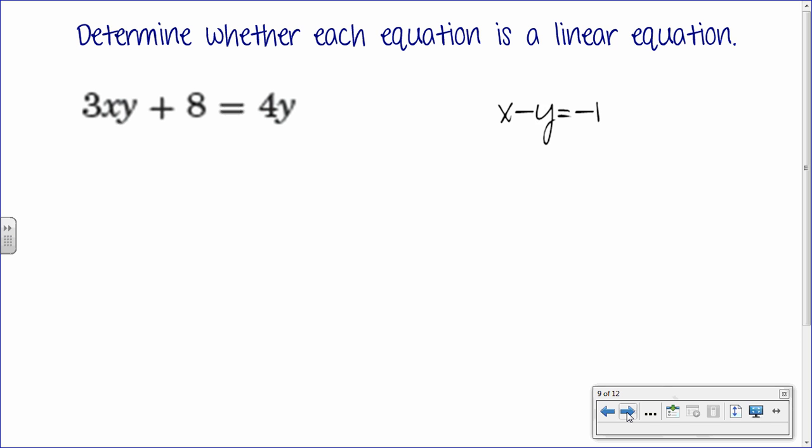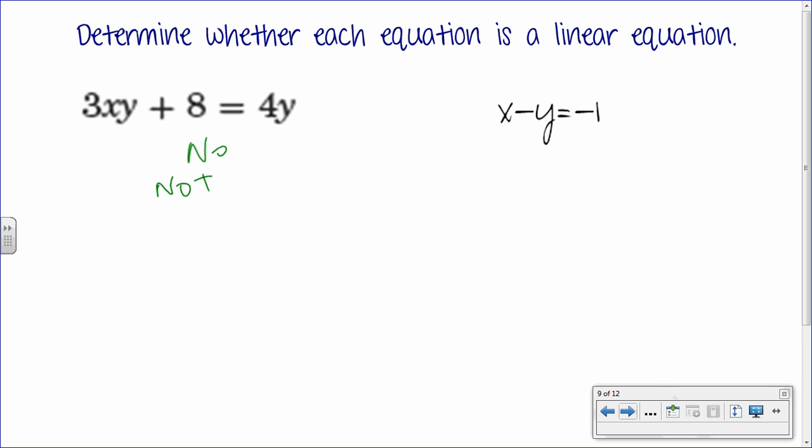Linear or not linear? Linear. Wait, which one? Why? Because there are two Y's. Simply put, there's two Y's. So that would be no. What else could I put instead of no? Not a linear equation. Okay. Non-linear, good.